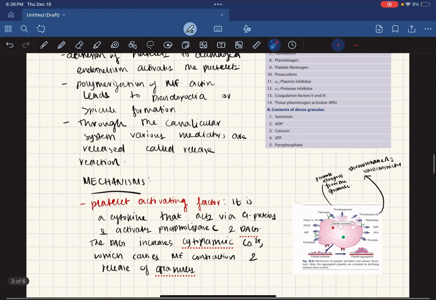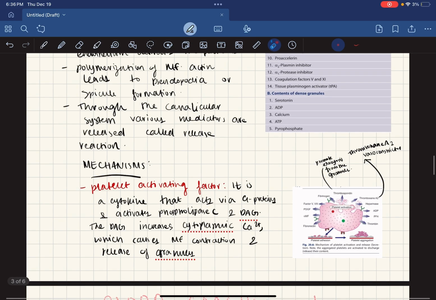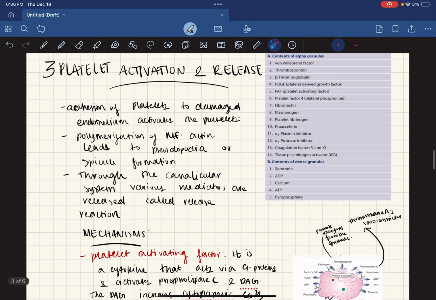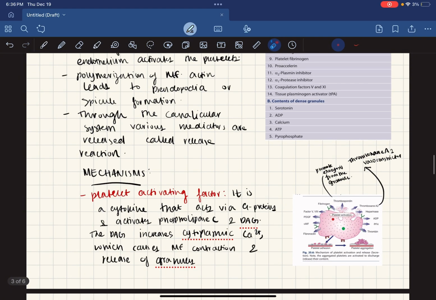The mechanism through which these granules are released is mainly the platelet activating factor. As we already said, it is a cytokine which is present in the alpha granules, and this cytokine acts via G proteins. It activates phospholipase C and diacylglycerol, which increases the cytoplasmic calcium. We also know calcium is needed for the coagulation pathway to take place, so obviously that also helps there, and it also causes microfibrillar contraction and helps in the release of granules. So altogether, these factors which are released from the granules help in aiding the formation of the temporary hemostatic plug, and also in the future the definitive hemostatic plug.